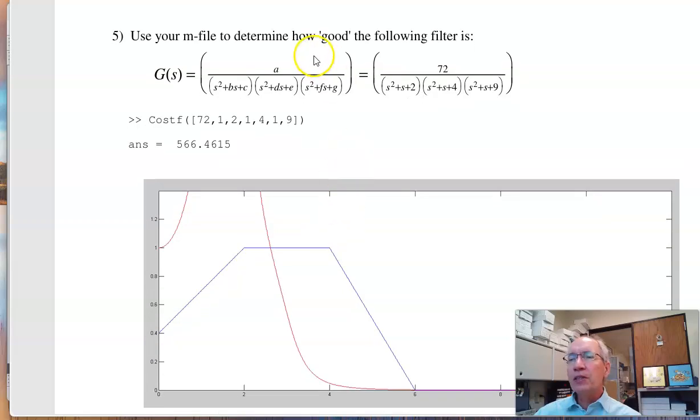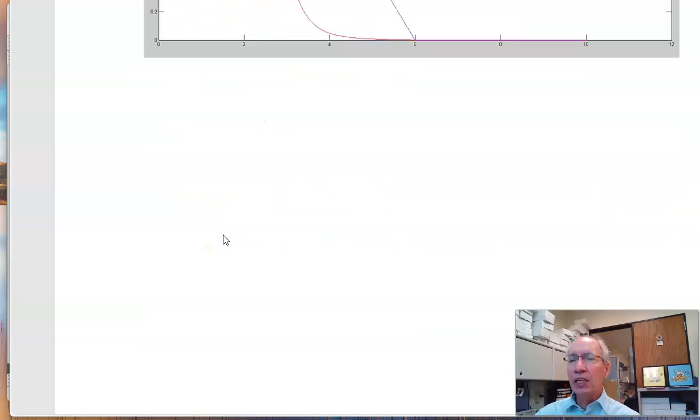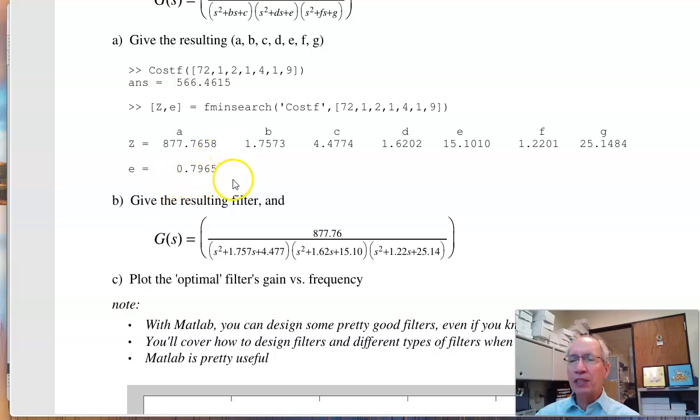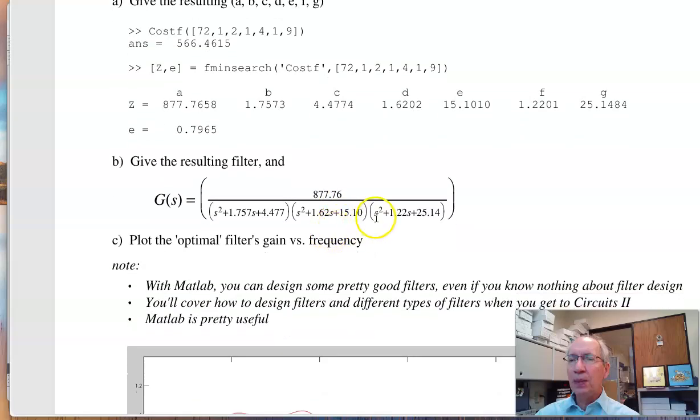So problem 5 is, here's a guess. If I want this filter, what's the cost? Just plug it in. If I have 7 2, that's A, B, C, D, E, F, G. Plug that in. There's the cost, 566, compared to the blue line. Not very good. Let fminsearch optimize the numbers, and you get a cost of 0.769. There's my A, B, C, D, E, F, G, meaning here's my filter.